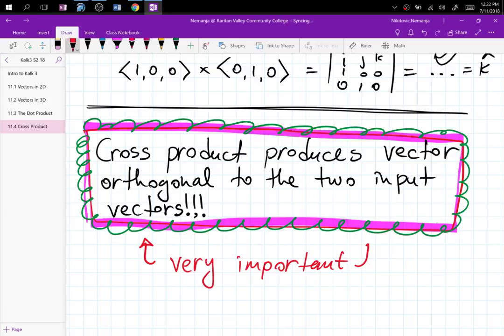I think it's visible. We can make a vector field. That's chapter 14.